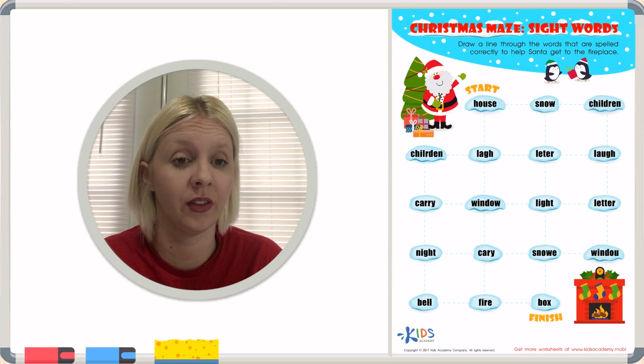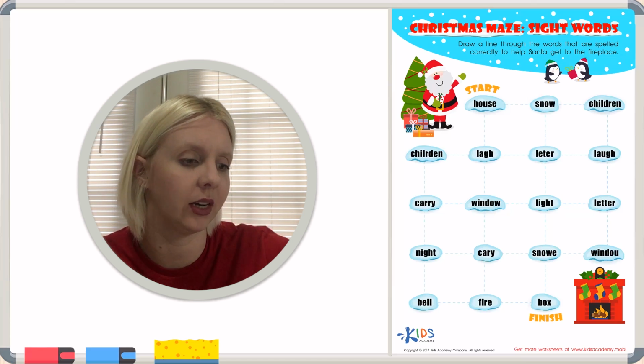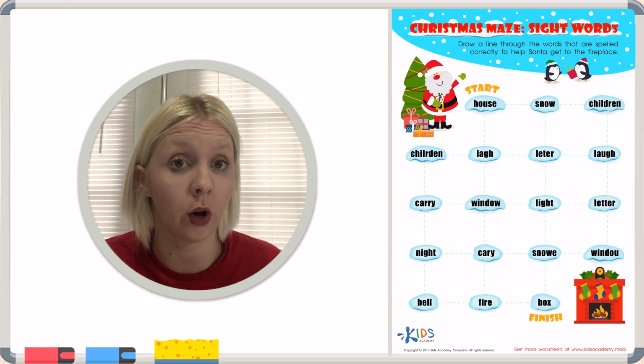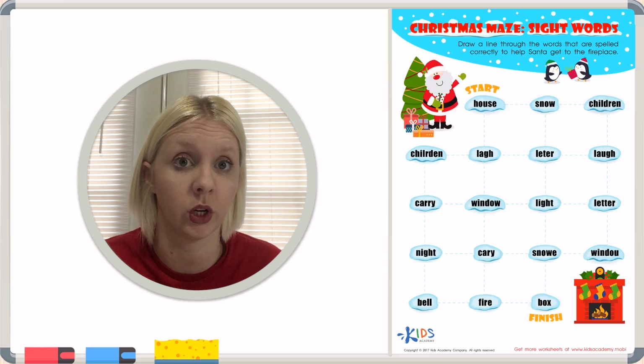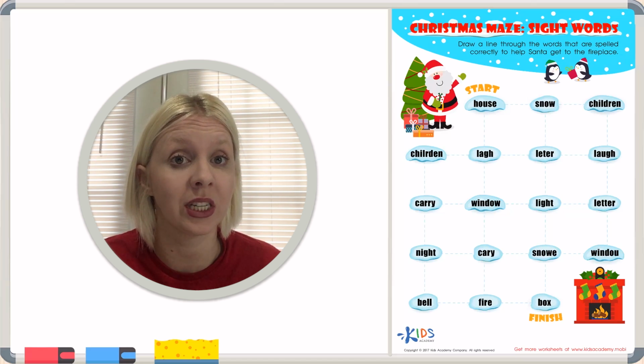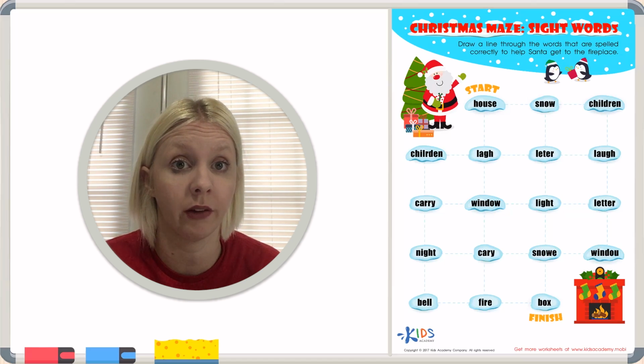Today we have a new worksheet, and the name of our worksheet is called Christmas Maze Sight Words. And before we get started with this, I want to talk about sight words for just a second. Sight words are words that are very weird because they do not follow the rules of our English language. They kind of follow their own rules, and so they're words that we just have to memorize or practice over and over again until we get them into our memory and we know the correct way of spelling them.